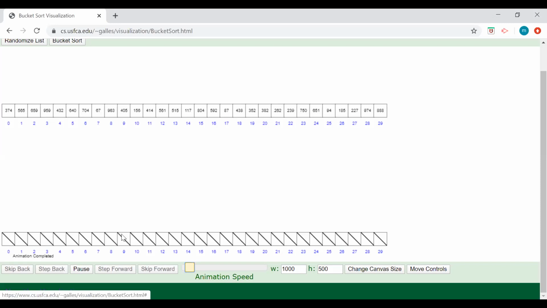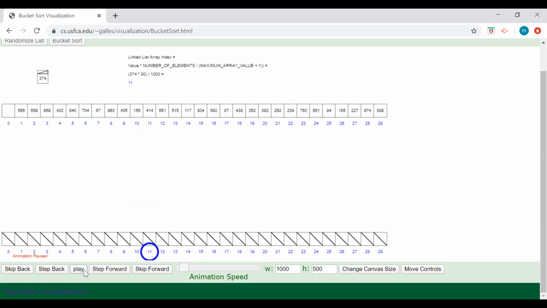Here is our answer. Sorry, not our answer. This is B. All these empty lists, same idea. Lists, 30 of them. Now I'm going to start running it. It takes that first value and decides to put it in bucket 11. The value 374 went into bucket 11. How did it do that?